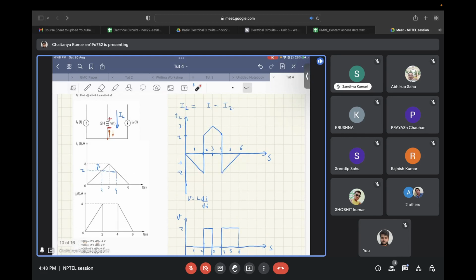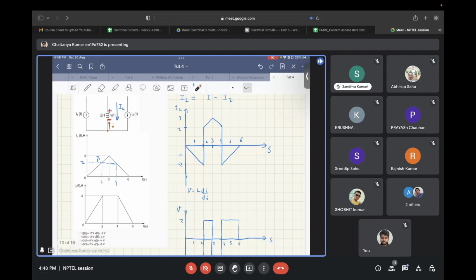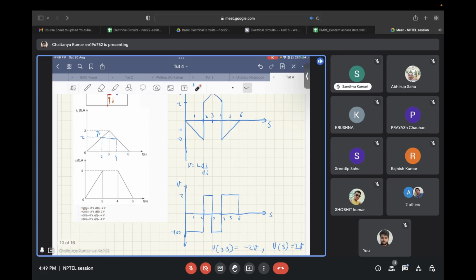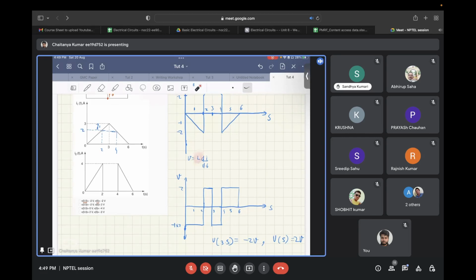Now, since the inductor's voltage is related as V equals L di by dt, what you need to do is find the slopes of these individual piecewise linear curves, and multiply with the value of inductance. So from there you get the voltages, and once you get the voltages, you are asked the voltage at 3.5 seconds. 3.5 seconds lies somewhere over here, and that will be equal to minus 2 volts, and at 5 seconds it will be equal to plus 2 volts. So any doubt in this?